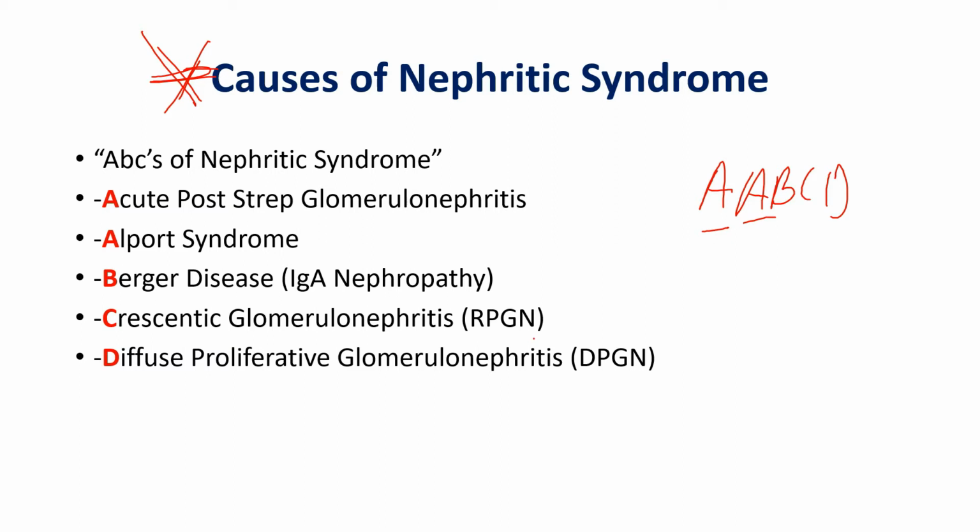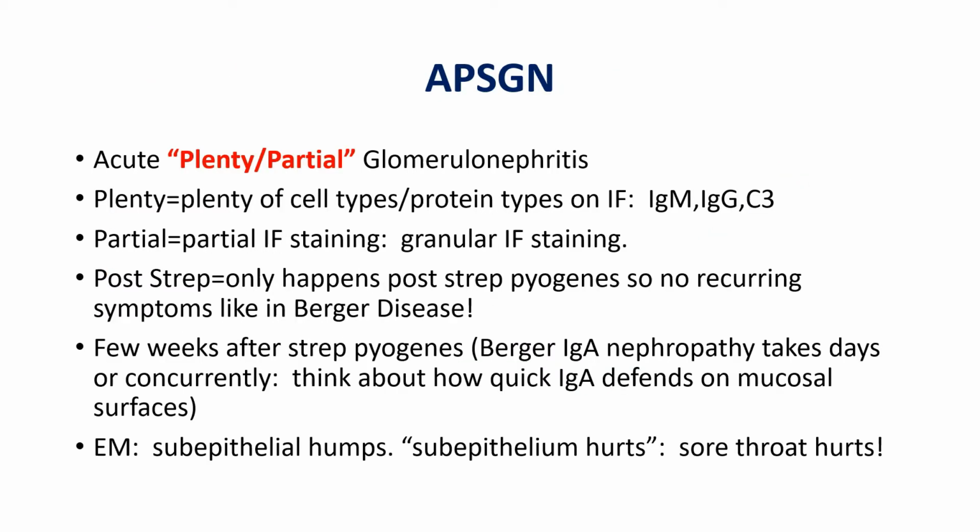You have acute poststrep glomerulonephritis, Alport syndrome, Berger disease, also called IgA nephropathy, crescentic glomerulonephritis, also called rapidly progressive glomerulonephritis, and then diffuse proliferative glomerulonephritis, also goes by DPGN. These are the things that we're going to talk about in this order today in this video, and there are going to be mnemonics for all of these to remember the important details. So let's move right into it.